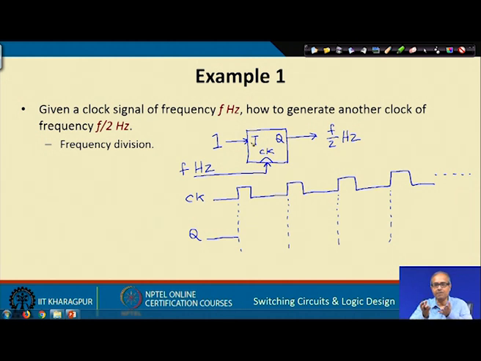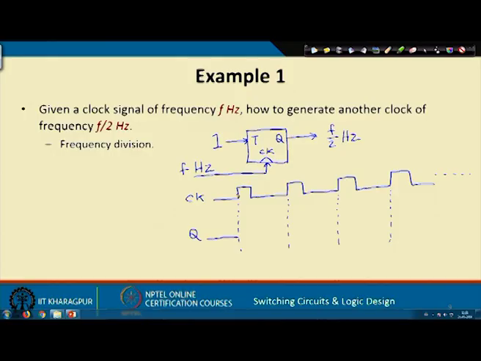Because T is 1, what is a T flip flop? A T flip flop says that if the T input is 1 and a clock comes, the output will toggle. If it was 0, it will become 1, if it was 1, it will become 0. Here I am applying T continuously as 1. So, every time a clock comes, the output will toggle. Whenever the first clock comes here, Q will toggle, it will become 1. The next clock comes here, it will again toggle, it will become 0. Next clock is here, it will again become 1. Next clock is here, it will again become 0.